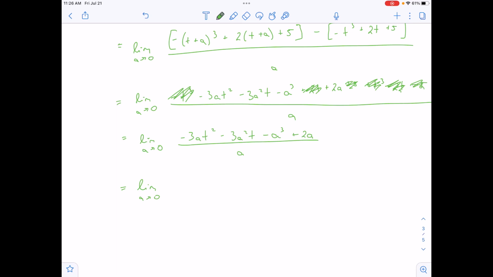So I'm left with -3t^2 - 3at - a^2 + 2. Okay, and now at this point in time, I'm going to substitute in a equals 0. That's going to mean that this term and this term disappear. So I have -3t^2 + 2.